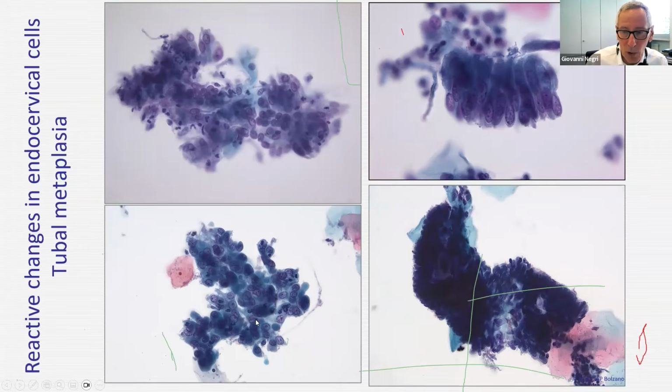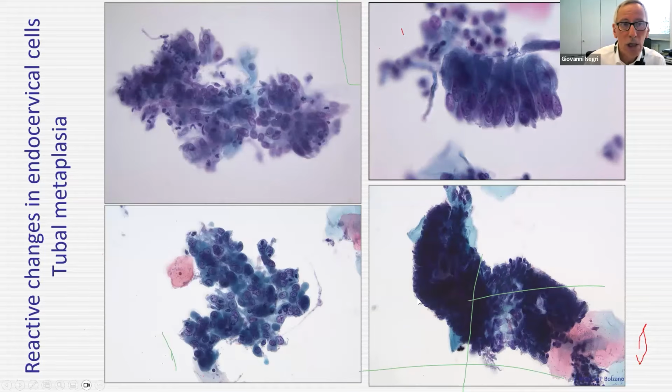If you're not sure, you can do an HPV test. You can look for molecular biomarkers. But we are going to discuss it later. You have to do it carefully. So the next picture is quite typical, even if rare in this form.